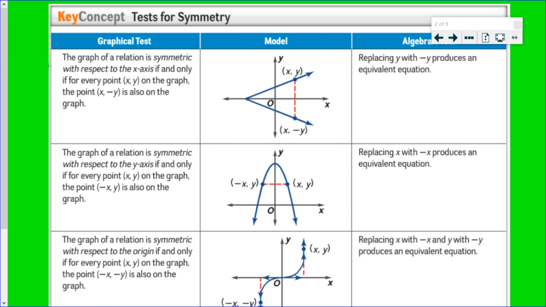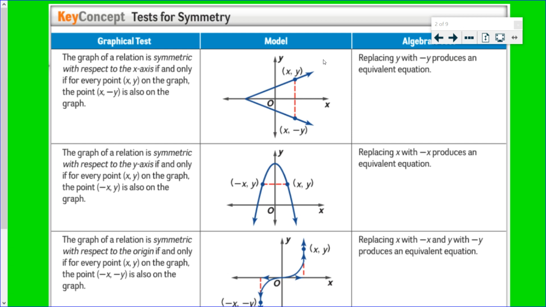The first type that they have shown here is when it's symmetrical about the x-axis. In other words, if we took this graph and we folded it along the x-axis, this part of the graph is a mirror image of this part of the graph. So it's a mirror image across the x-axis. So we say it's symmetric with respect to the x-axis.